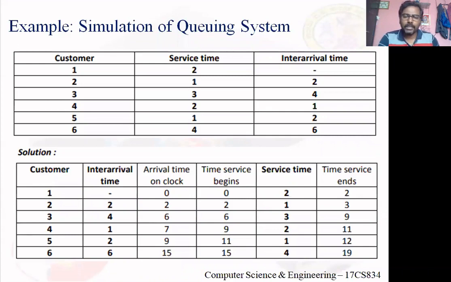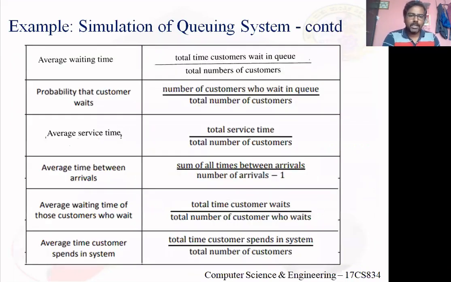Okay, that's nothing but the difference between time service ends minus arrival time. Is it? Time spent in a system is nothing but time service ends minus arrival time. So now I computed time spent in a system for all 6 customers in this particular column. Then how to compute the last statistic? Average time a customer spends in a system is the total time customers spend in a system divided by 6. Clear? So all of you got clear with this.